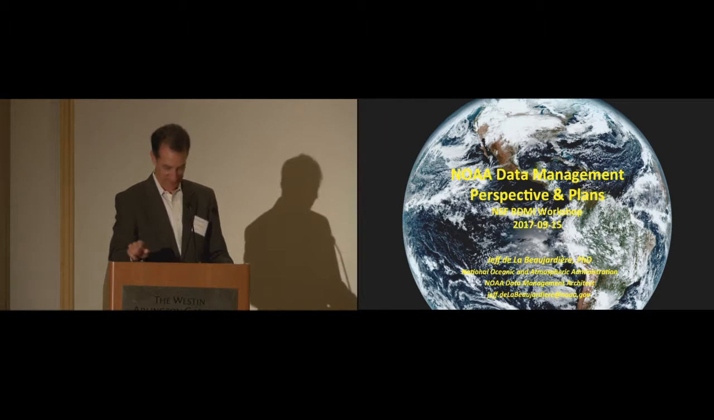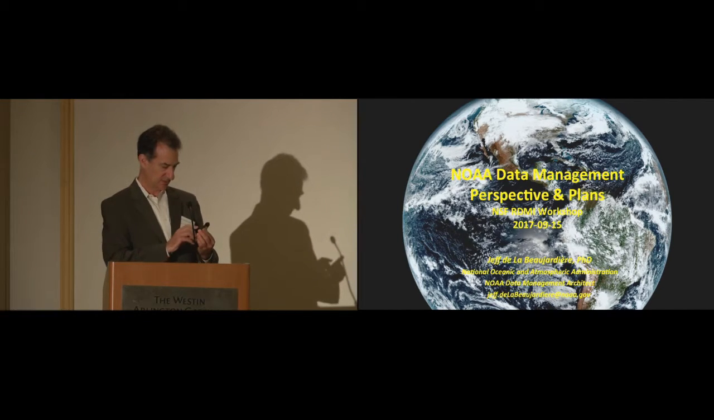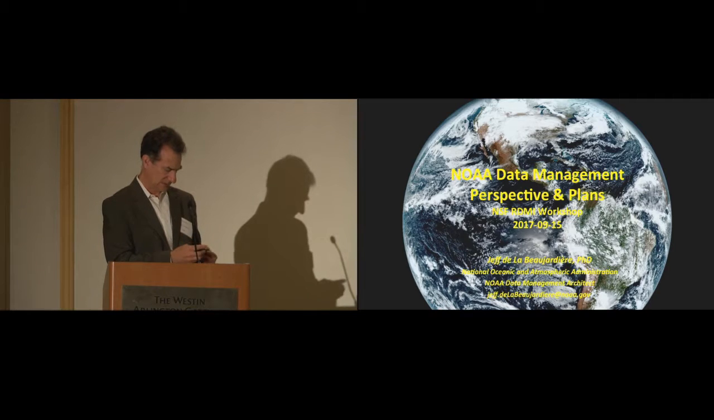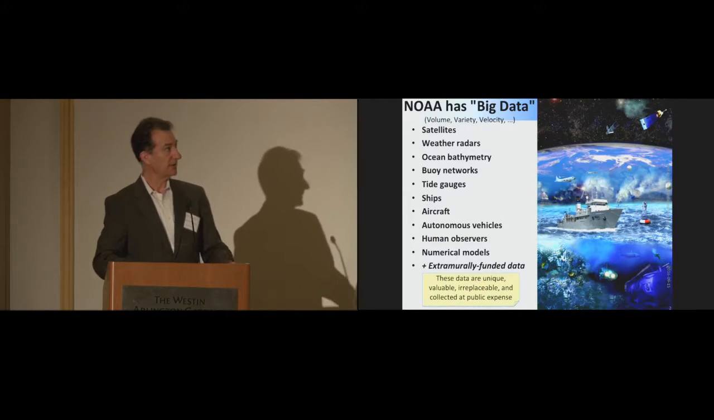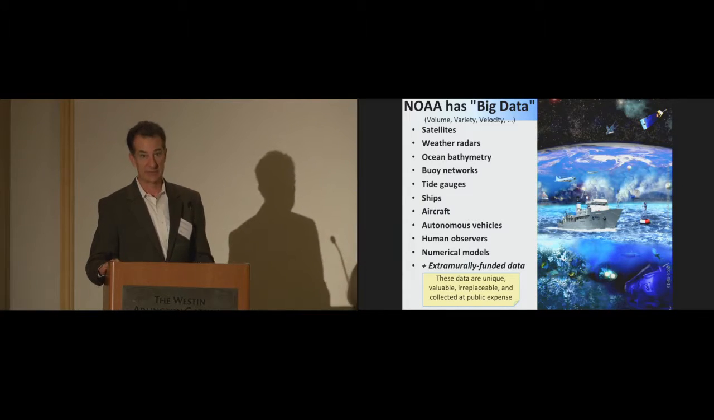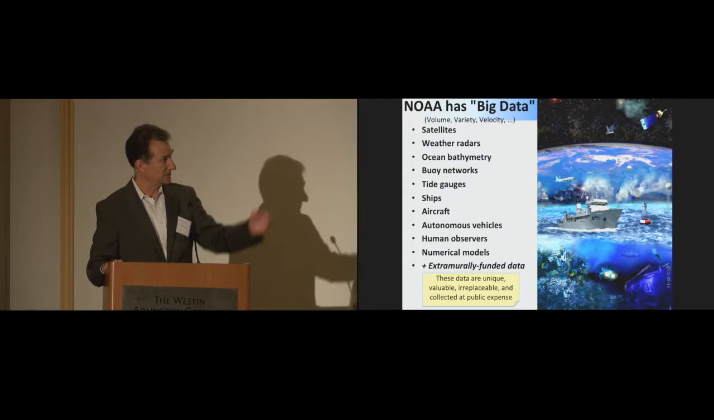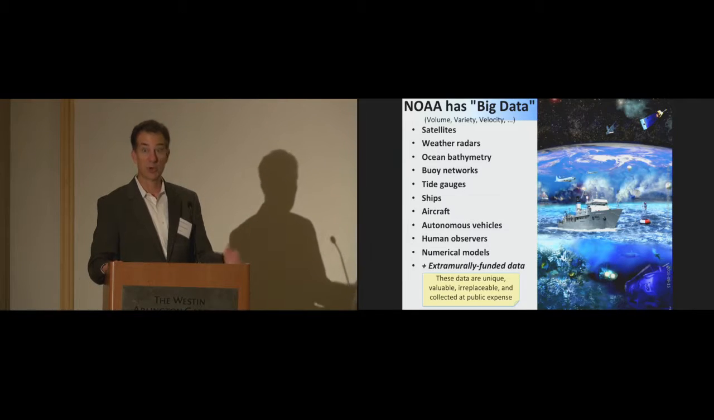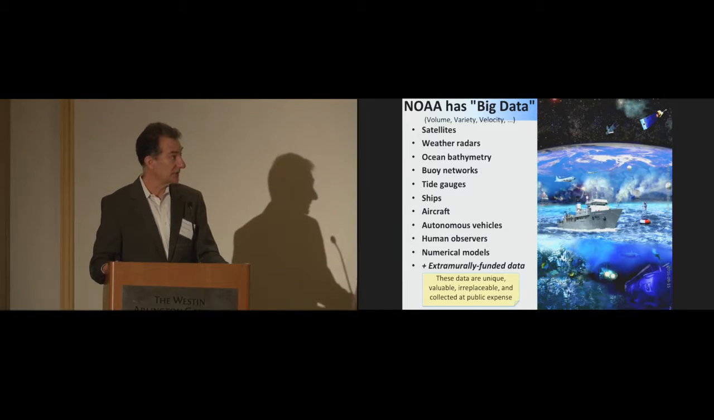All right, so next slide. Okay. So NOAA has big data in the sense of the volume of data, the variety of data, the velocity of how fast it comes in. We've got satellites, radars, ships that measure bathymetry under the sea, buoys, tide gauges, all these things. But more and more autonomous vehicles like gliders, undersea gliders.